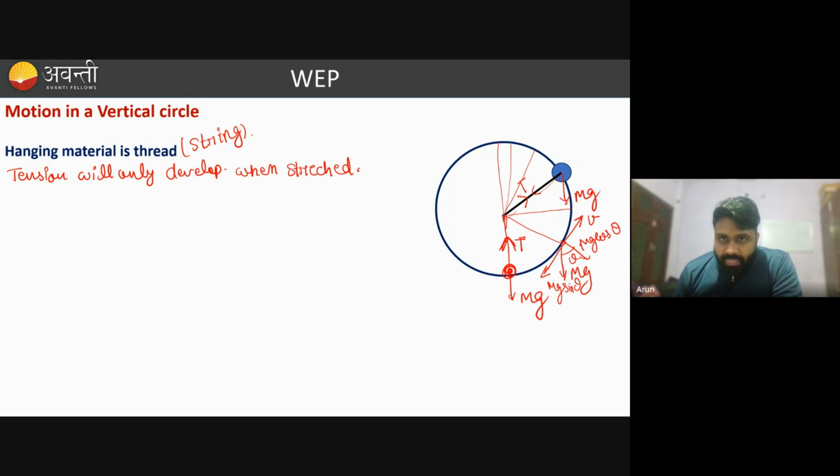Okay, now this tension is developed against this mg cos theta. At this particular instant, if here the angle is theta, so this theta will be 90 degrees here, and cos 90 we all know what is the value of cos 90. Cos 90 is 0. Means after that, if you increase theta, the value of cos theta will be decreasing.